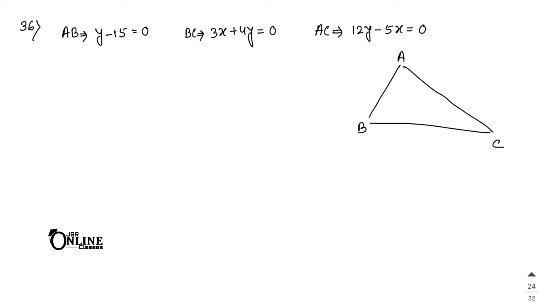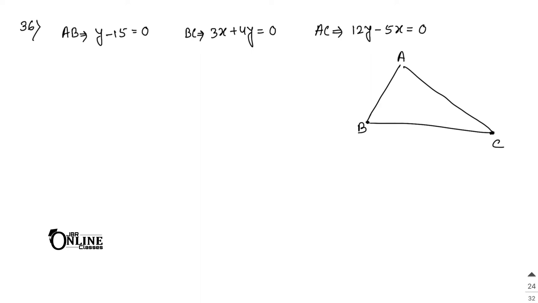Okay, so that means first, if you find the solution of AB and BC, that will be the coordinate of B. Now next, if you find the solution of BC and AC, that will be the coordinate of C.